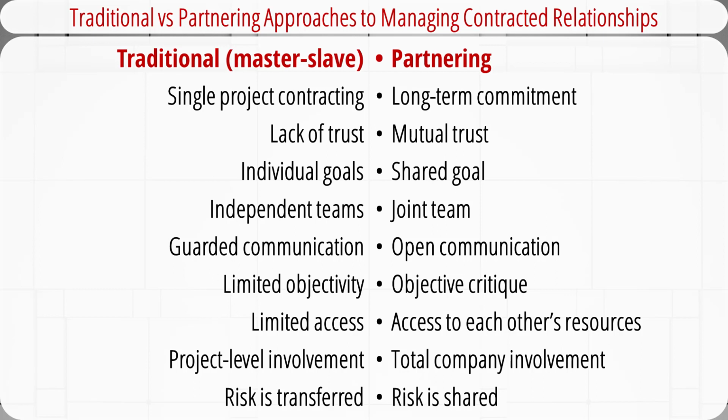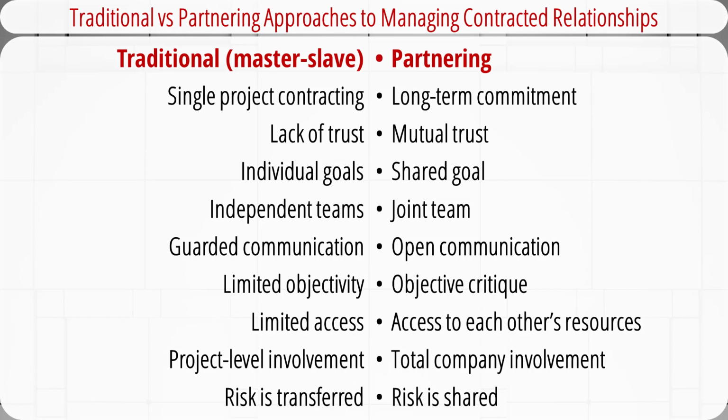By contrast, the partnering approach to managing contracted relationships focuses on building mutual trust, long-term commitment, and collaboration. All parties work together as partners and share the ultimate goal of a successful project. The project involves a joint project team with a high level of interactions. Open communications among team members avoid misdirection and enhance effective working relationships. Objective critique stimulates candid assessment of work performance.